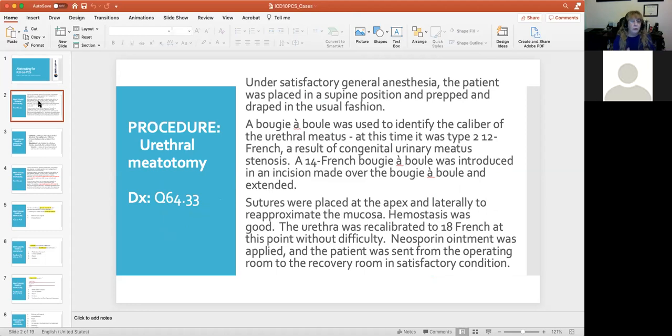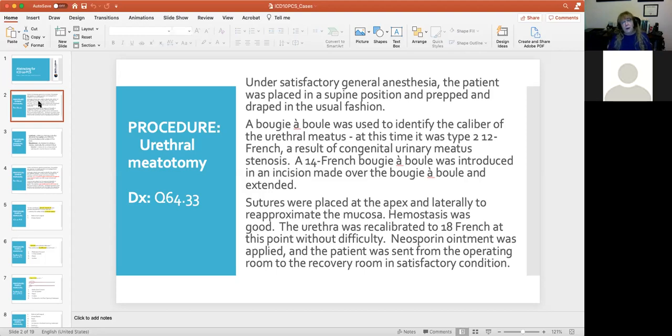Okay, and I'm going to read the summary of the case study here for you as you follow along. I didn't have a bouncing ball, but I'm sure you can do it. Okay, under satisfactory general anesthesia, the patient was placed in a supine position and prepped and draped in the usual fashion. A bougie a boule was used to identify the caliber of the urethral meatus. At this time, it was type 212 French, a result of congenital urinary meatus stenosis.